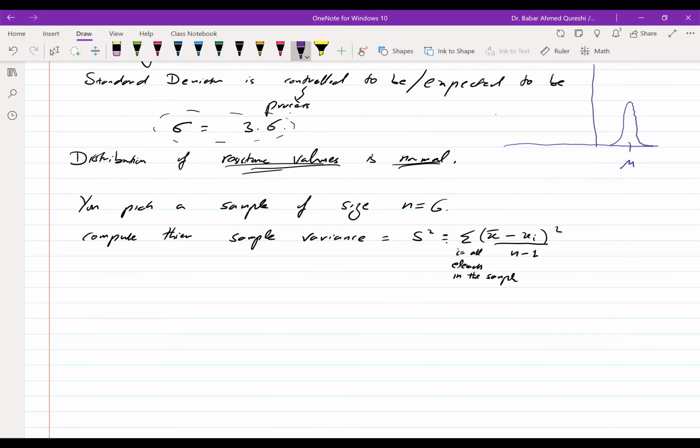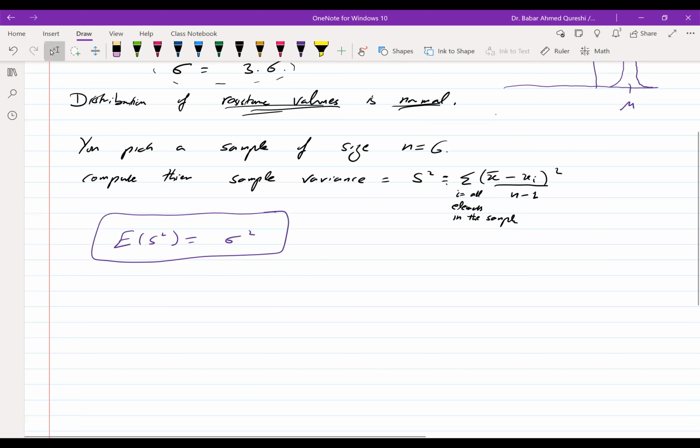So this is the number you compute, and this is a random variable, but we know that the expectation value of this random variable is equal to the variance of the population. So this is what we expect, but every time we pick a sample, we get a different S square. Now you want to say what would be the sample variance cutoff value so that the probability of it exceeding that value is less than a certain tolerance.